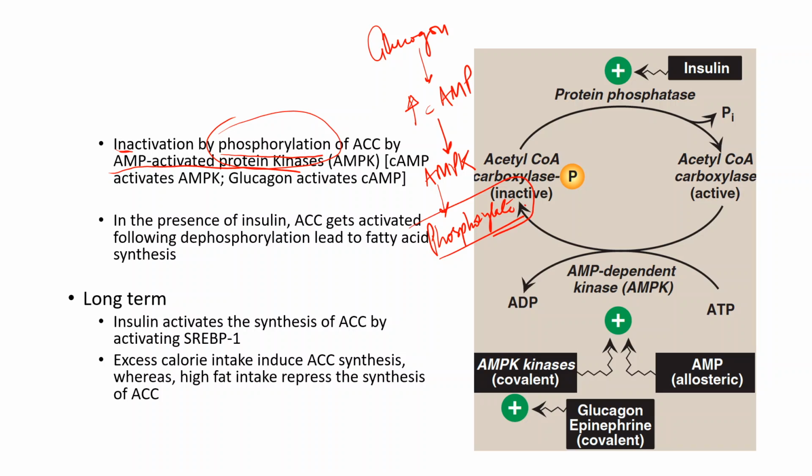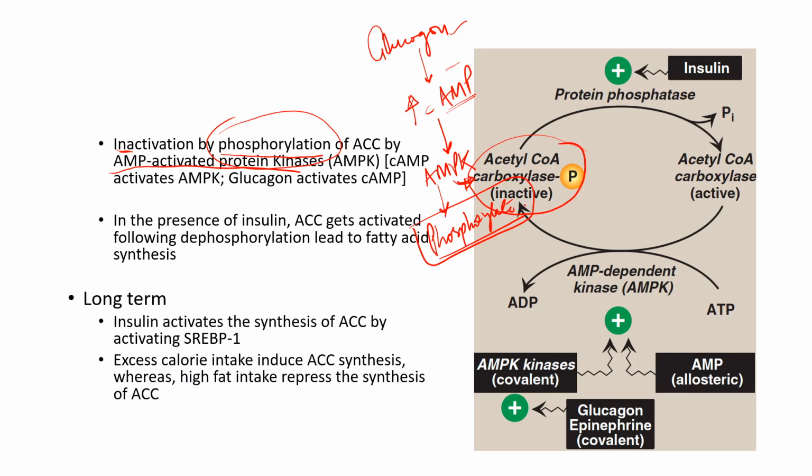Now this phosphorylation may activate or inactivate. In our case, it inactivates the acetyl-CoA carboxylase after the phosphorylation by AMP dependent kinases. And this AMP dependent kinase is activated by cyclic AMP. Cyclic AMP is increased by the glucagon. Glucagon is a hormone synthesized from the pancreas.